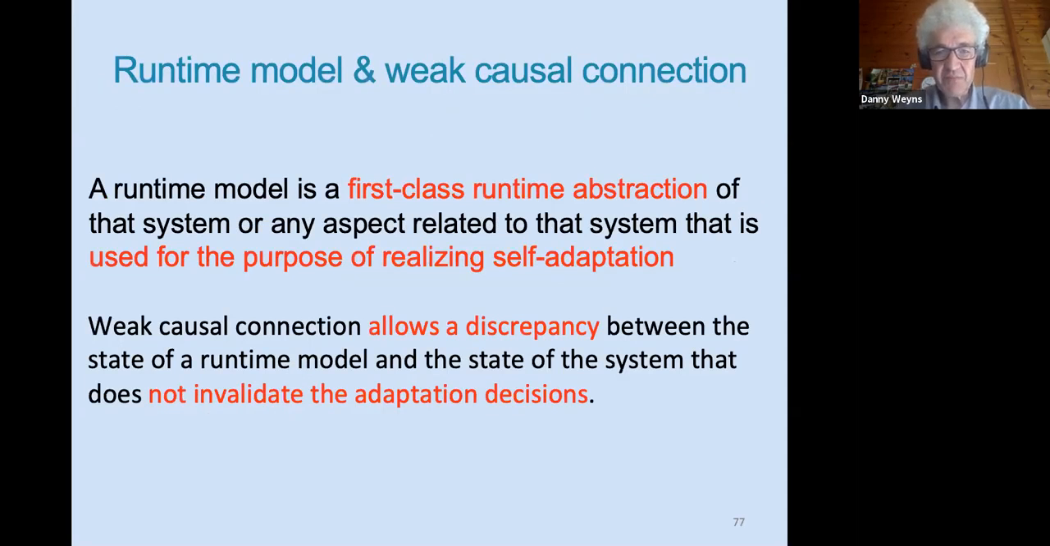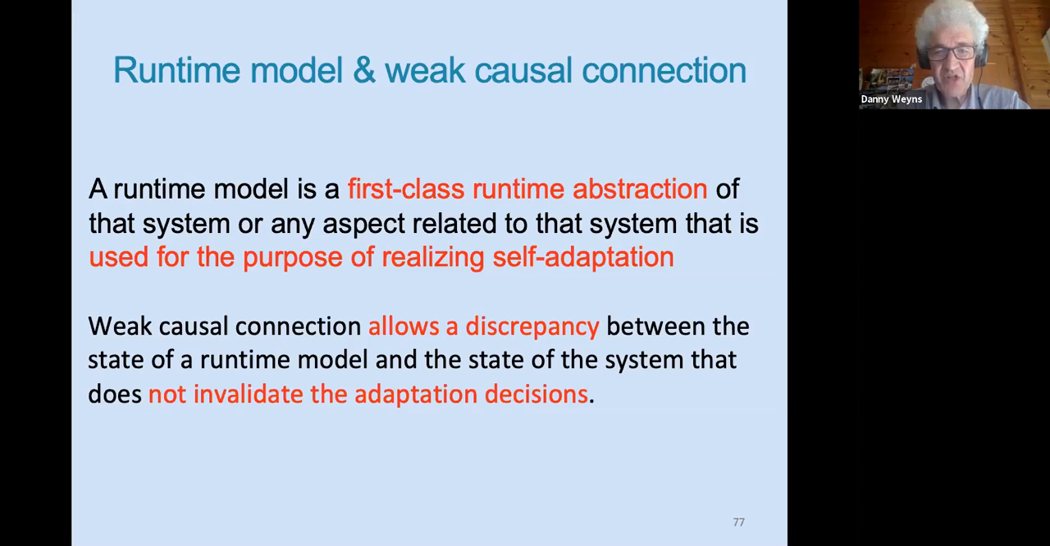Now, a lot of text, I'm sorry, but it is necessary to define two key properties here. On the one hand, a runtime model is a first-class runtime abstraction. So it's something that is represented at runtime, which might also exist already at design time, but then is kept alive at runtime. That model represents anything of the system that is relevant for the purpose of realizing self-adaptation.